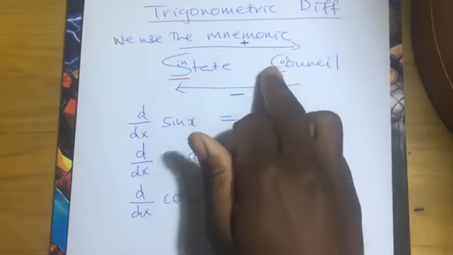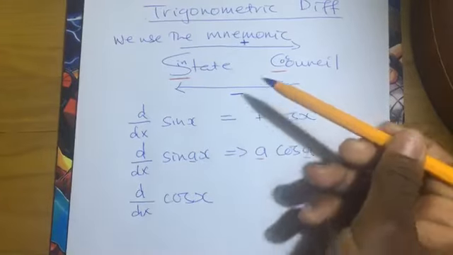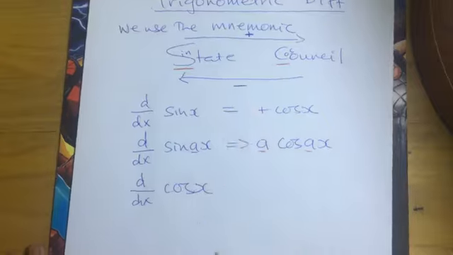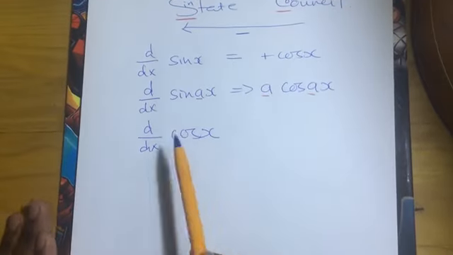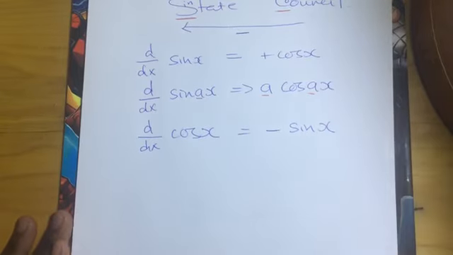Okay. Next, d dx of cos x. State council. I'm starting with cos and I'm moving against the norm. Starting with cos, moving against the norm, my answer is going to be negative. So the derivative of cos is going to be negative sine x.